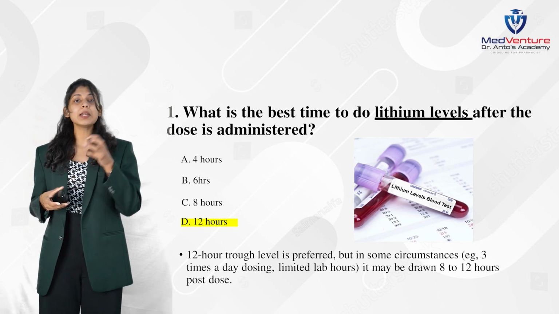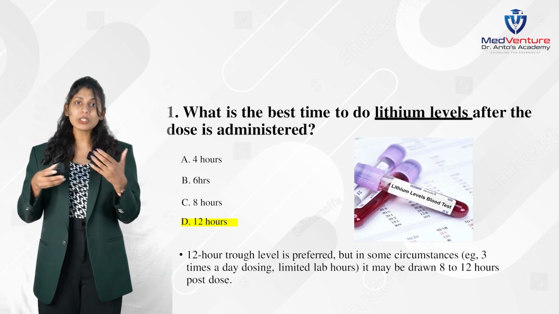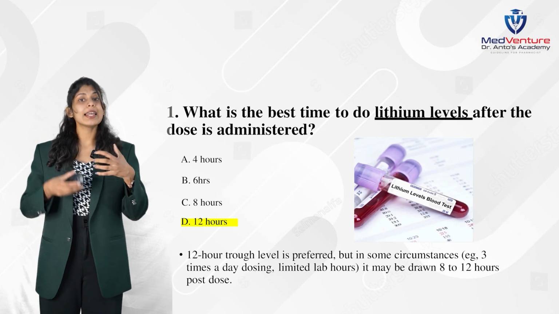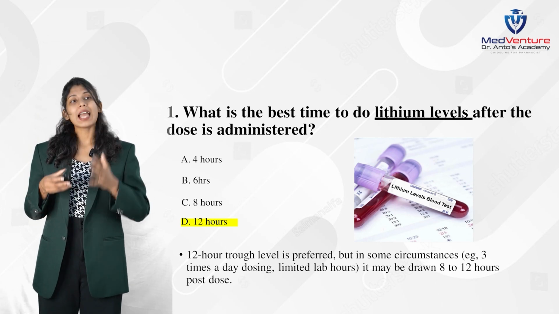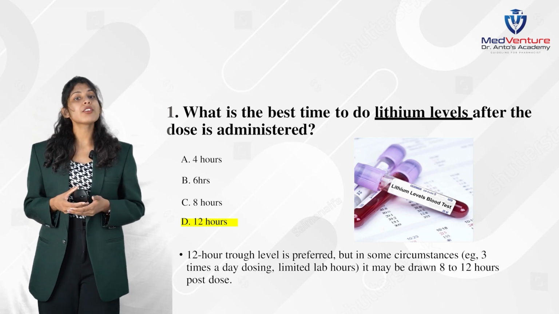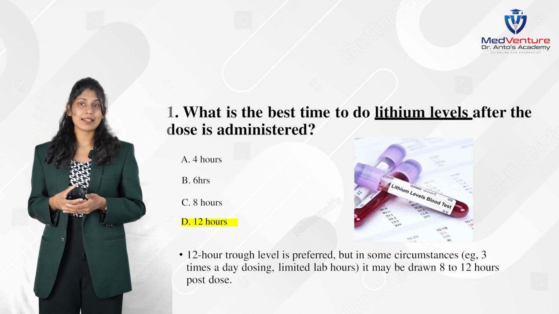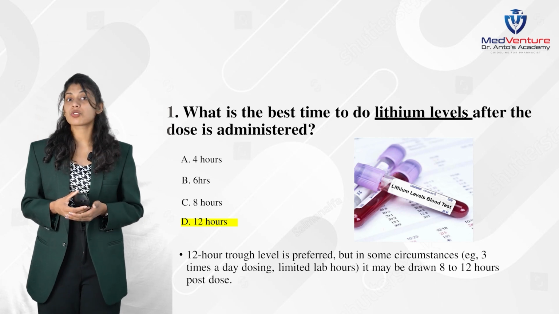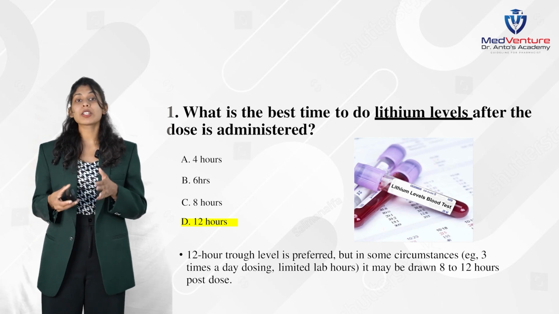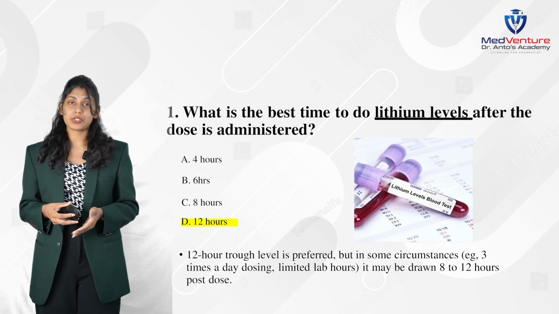So we take the lithium level to know the levels of serum lithium, and then we decide on whether we need to increase the dose or decrease the dose. The answer is 12 hours. A 12-hour trough level is preferred, but in some circumstances, like if there's a 3 times a day dosing or there are limited lab hours, then it can be drawn between 8 to 12 hours post-dose.